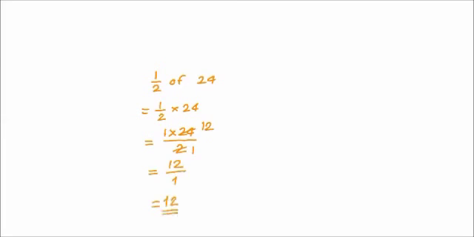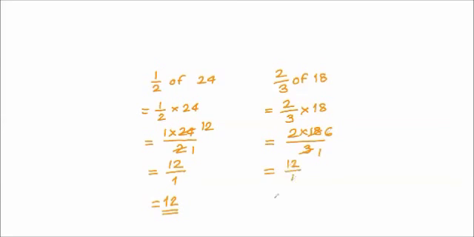One more of it. 2/3 of 18. Of is multiplication. So this becomes equal to 2/3 multiplied by 18, which is equal to 2 into 18 upon 3. Now again I see 18 consists of 3 as a factor. So we'll cancel the common factor. 3 1s are 3, 3 6s are 18. So now 2 multiplied by 6 is 12, 12 upon 1, and the answer is going to be 12.